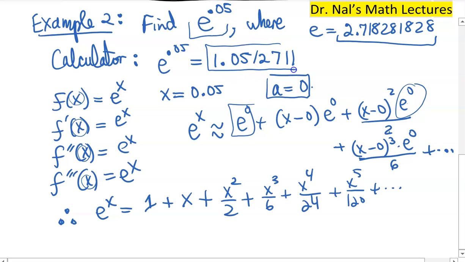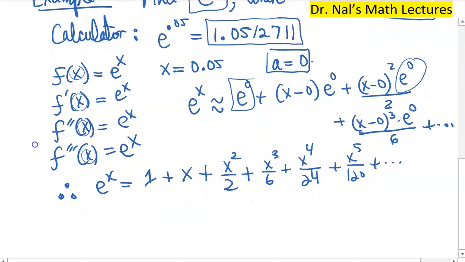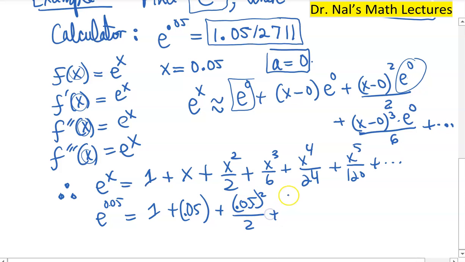For instance, let's see how far we need to go until we get this result. So all we need is e to the power 0.05, replacing wherever you see an x with a 0.05. So it is 0.05 here, plus 0.05 squared divided by 2 plus 0.05 cubed divided by 6, that's a 5, believe it or not. Let's just make a correction there. 0.05 raised to the 4th power divided by 24, and so on.